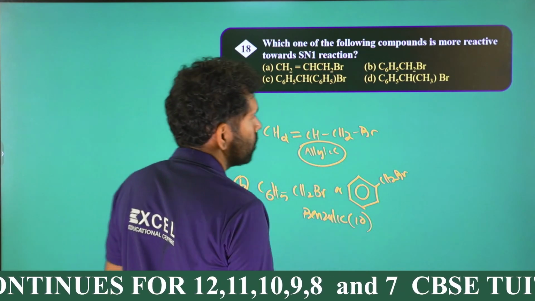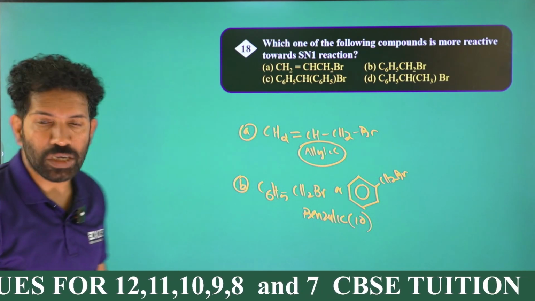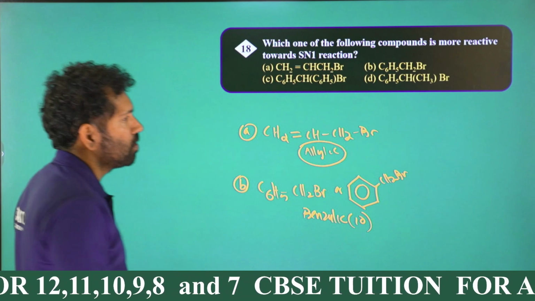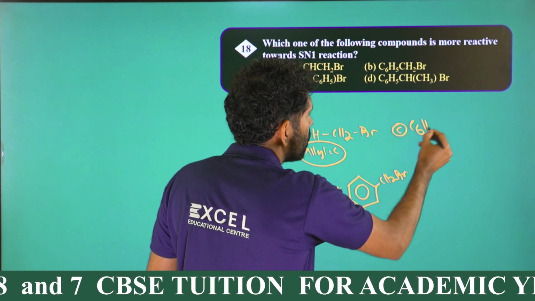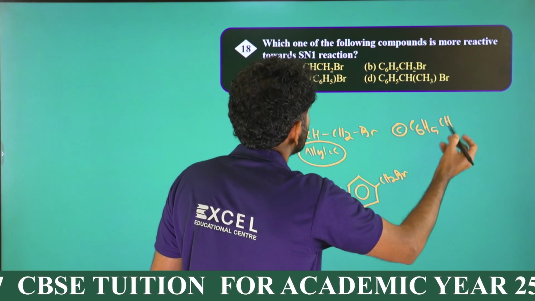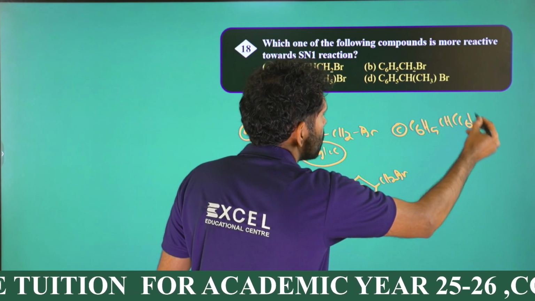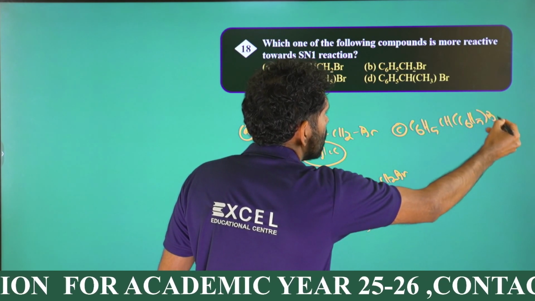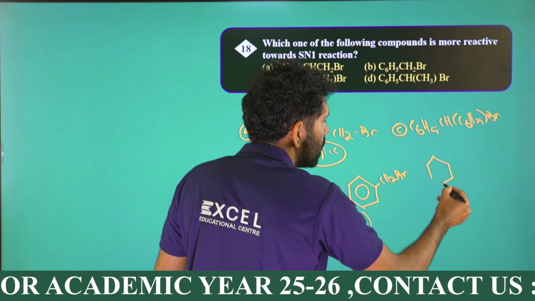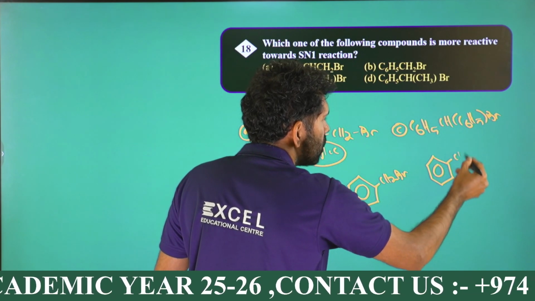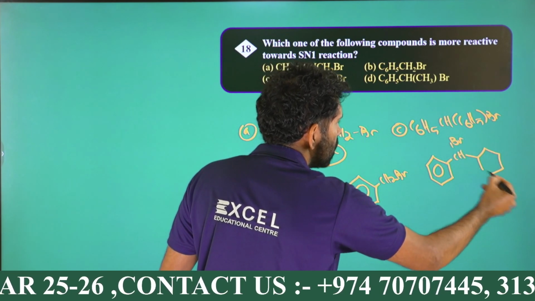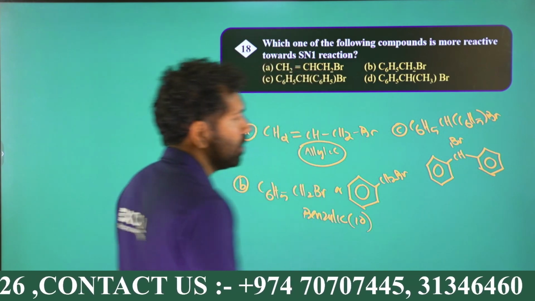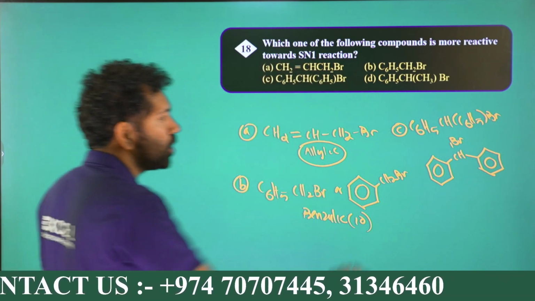Then what about option C? Option C is C6H5CHBrC6H5. What is the meaning of that? Yes, you have a benzene ring with CHBr and another benzene ring. This is the expansion of C. Whenever we expand, you will get this.